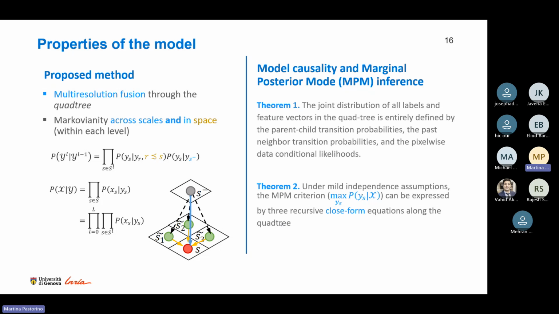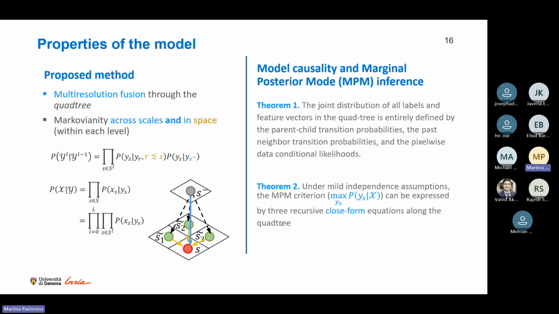And this model happens to be causal because it's demonstrated by theorem 1. So the joint distribution of all labels and feature vectors in this quad-tree is entirely defined by parent-child transition probabilities, past-neighbor transition probabilities, and the pixel-wise data conditional likelihood. Everything is causal, and we can use the marginal posterior mode criterion for inference, which can be expressed in closed form, 3 recursive closed form equations, because this model is causal. So it's not iterative, it's just 3 equations to apply recursively.